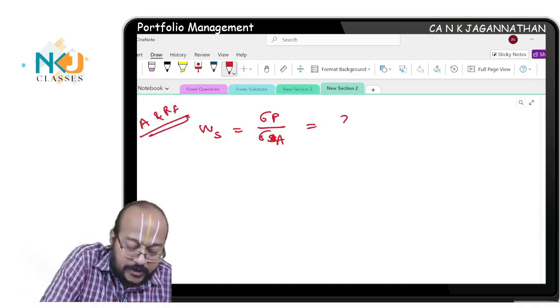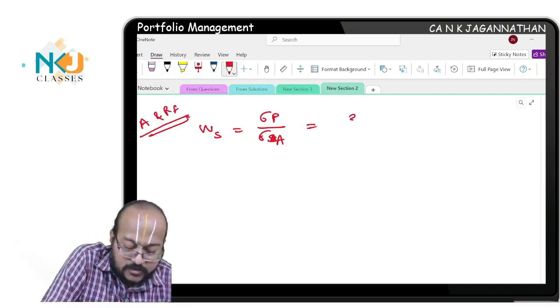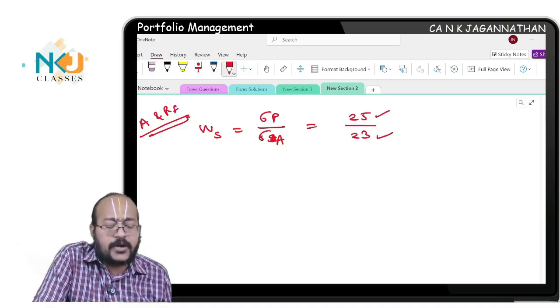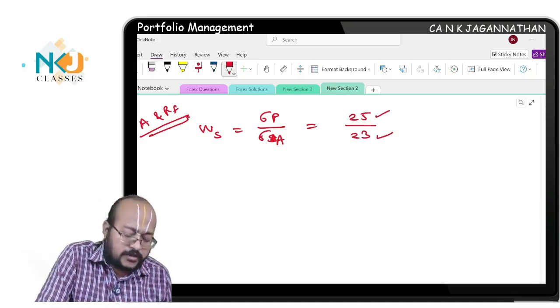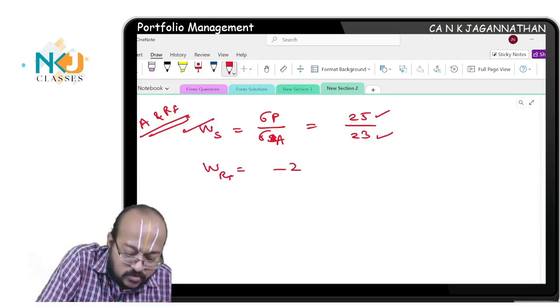First step, 25 is the portfolio risk divided by 23. Agreed? Now I have only 23 rupees. How can I achieve 25 by 23? Okay, this is the weight of security S. What will be the weight of RF? It is nothing but minus 2 by 23.